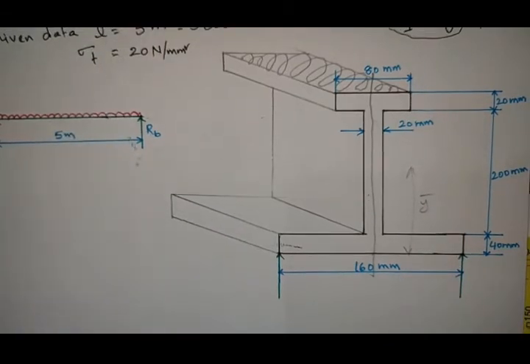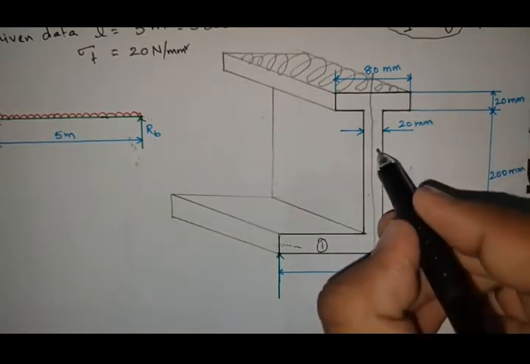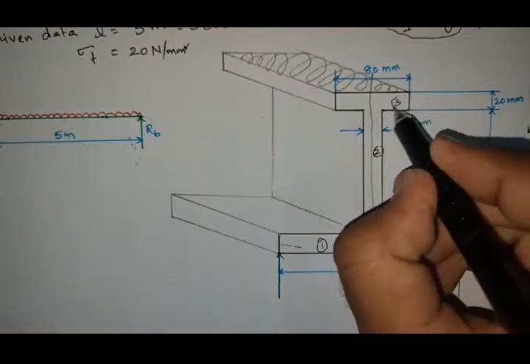So how to find the y bar? So y bar will be equals to, let us say this is the first one, and this one is the second rectangle, and this one is the third rectangle.